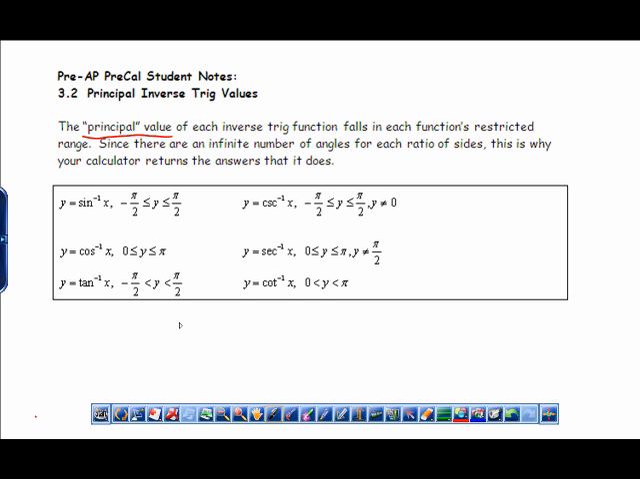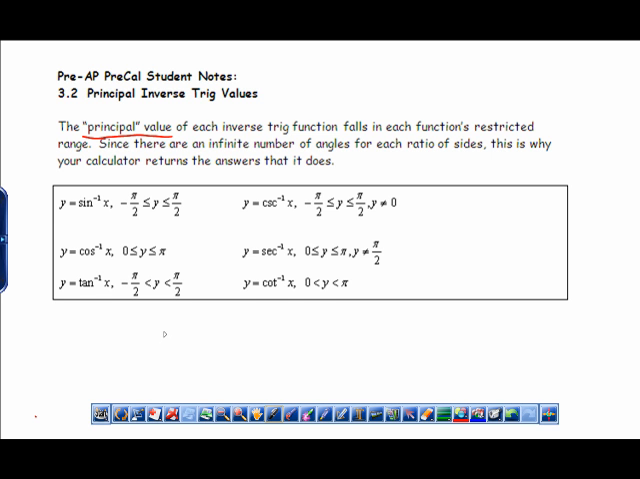It says, since there are an infinite number of angles for each ratio of sides, and by the way, when it says infinite number, what I'm talking about is there are many times when we did exact values and you got the answer of 1/2 or negative root 3 over 2. There were many different angles that fit, and that's why we have to follow these rules.